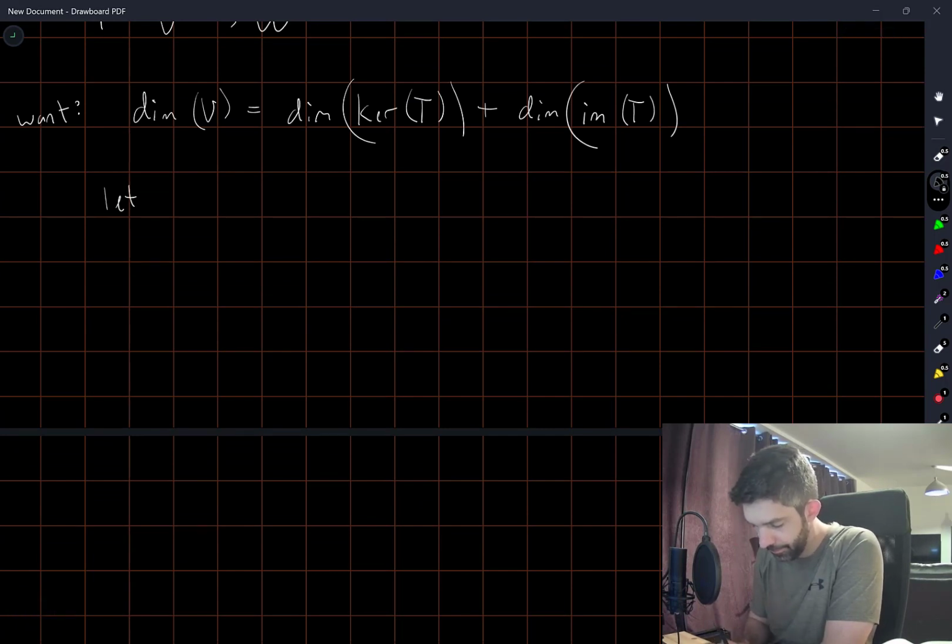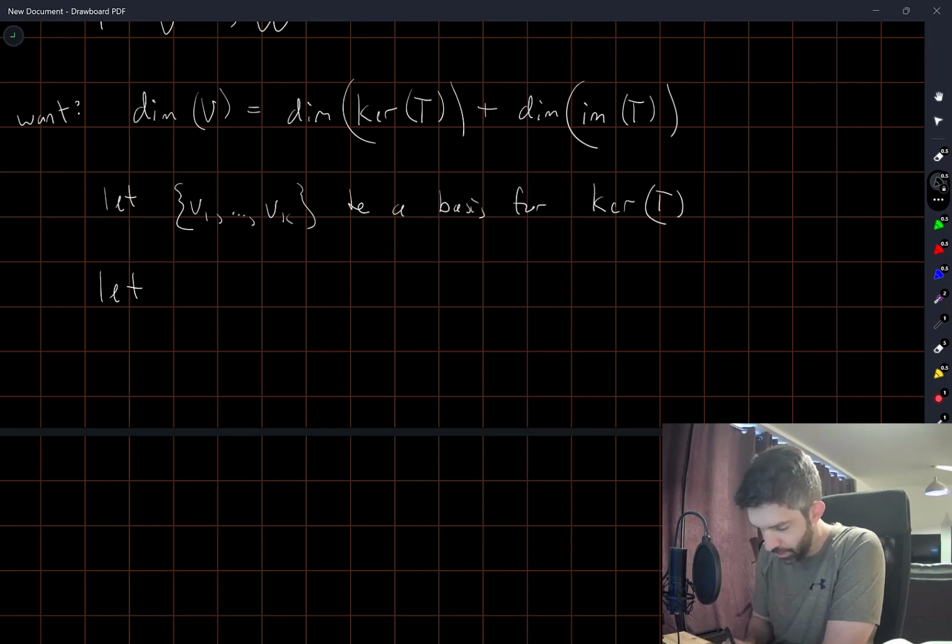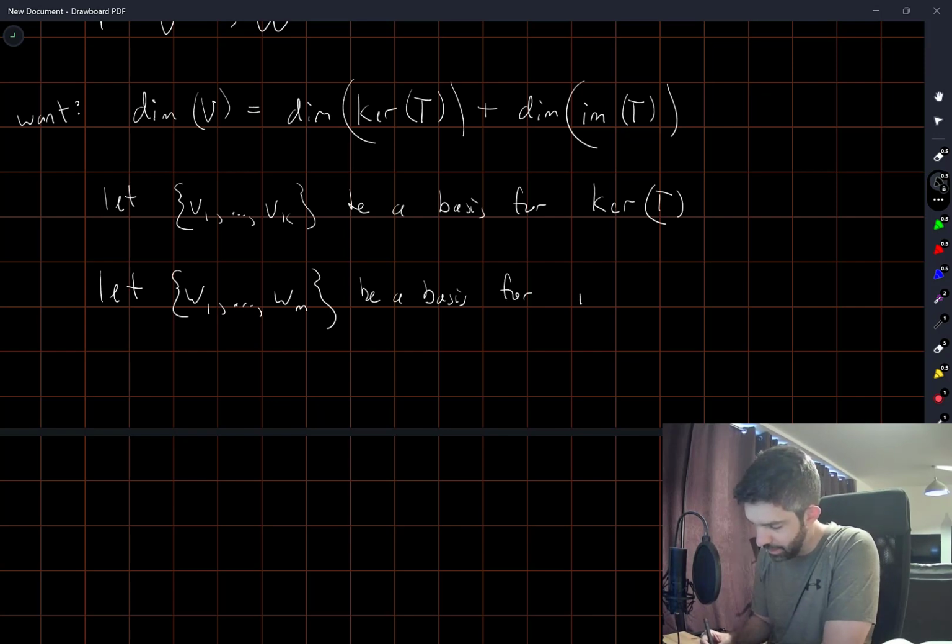We're going to let v1 up to vk be a basis for the kernel of T, and we're going to let w1 up to wm be a basis for the image of T.